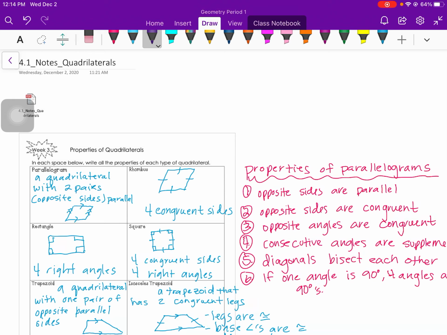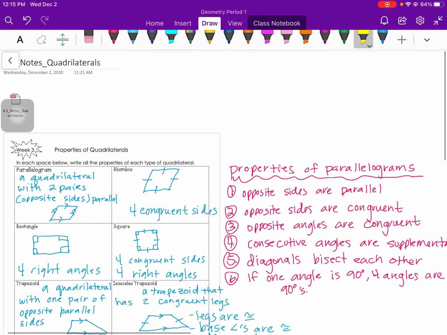All right, geometry, we are on Unit 4, Quadrilaterals. So we started the year off talking about single lines, and then we were talking about lines that intersect, and then we started talking about figures with three sides, and we call those triangles. If we have a figure that has four sides, that's called a quadrilateral. So these are the properties of quadrilaterals.